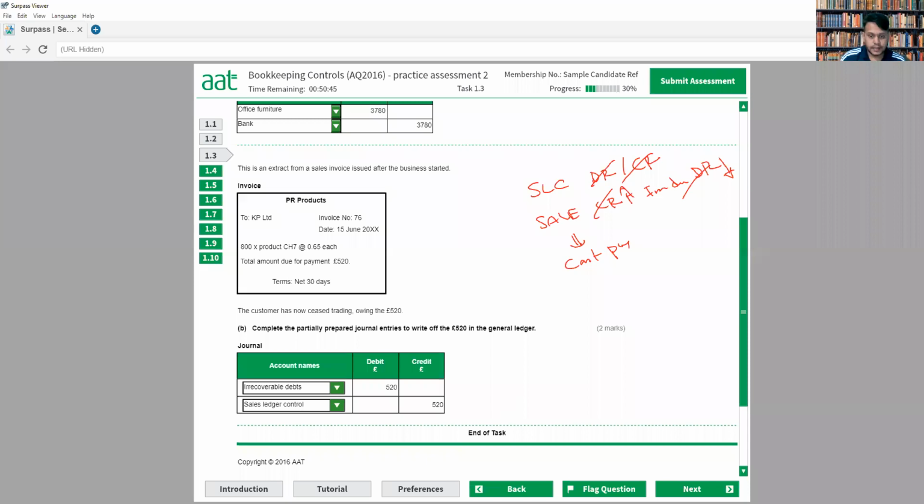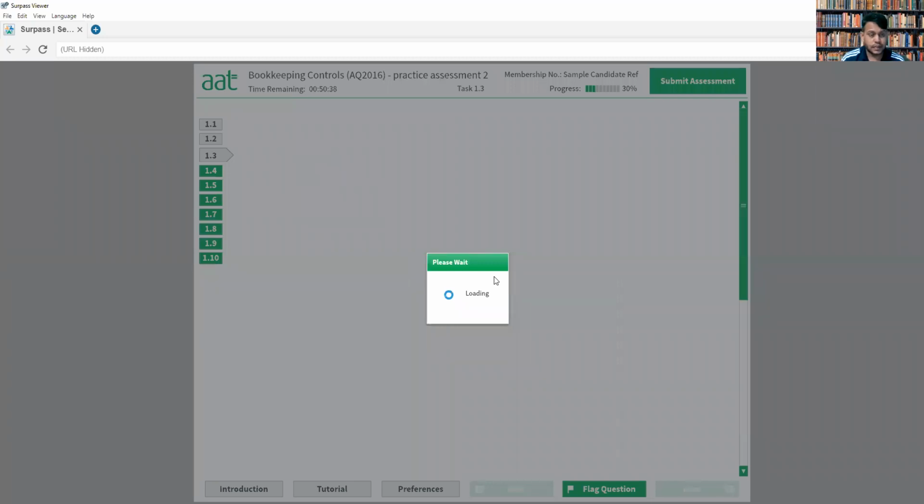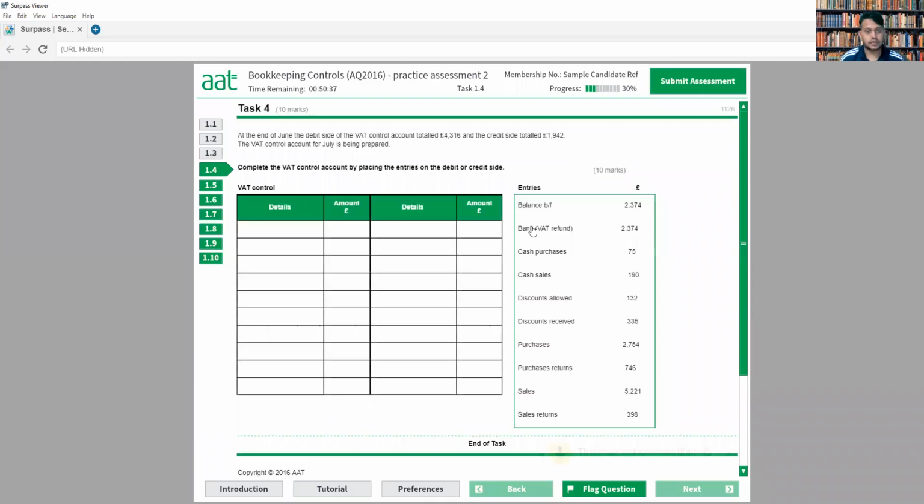All right. Let's move to the next one. The next one we have is the VAT control account. Now the VAT control account is also common in the exam, but it's quite simple.